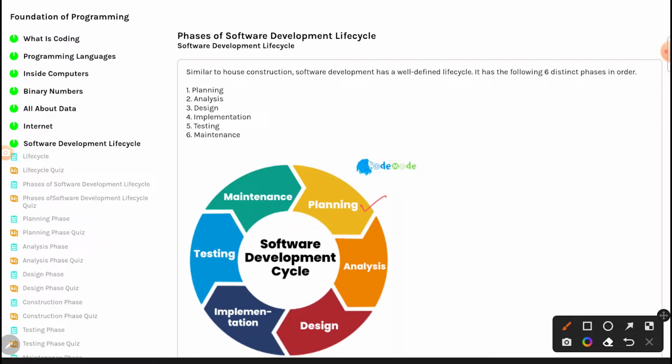In the planning phase, as the name suggests, we plan out things like how much money we have, what's the timeline, how many people we will need, all of that part. In the next phase, analysis, and then we have design. Based on the design, we develop. Some people also refer to this as implementation or construction. And then we have testing.